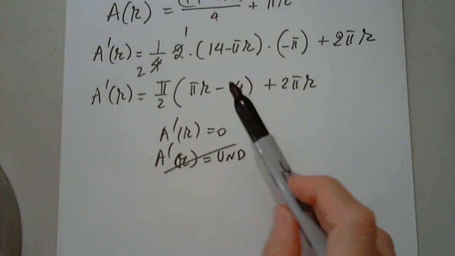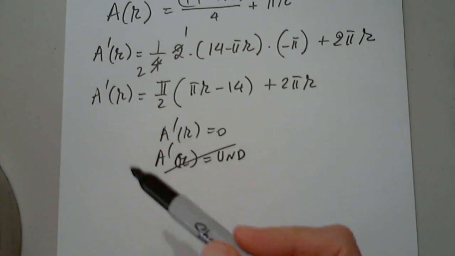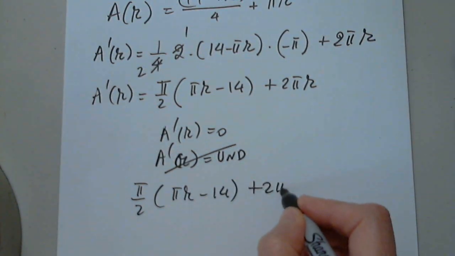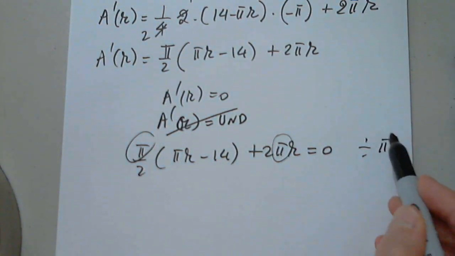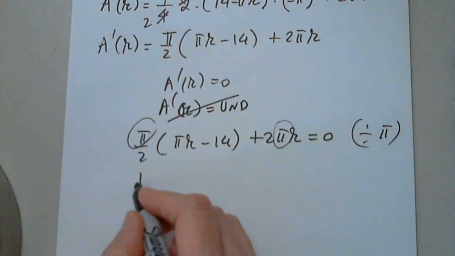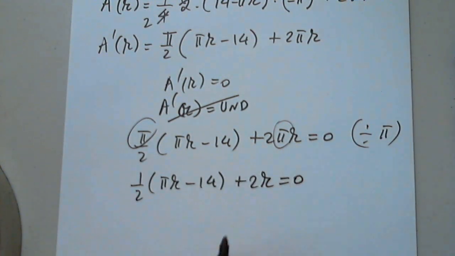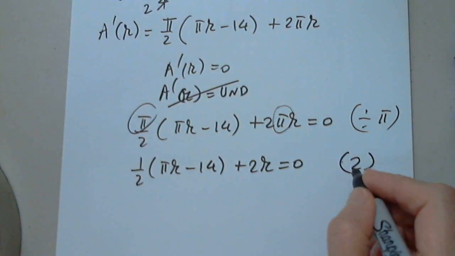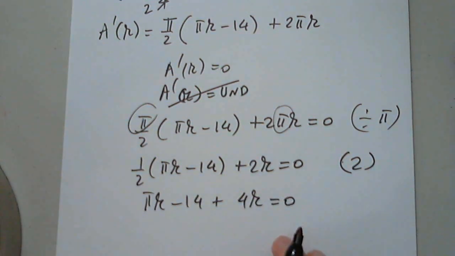I'm thinking I'm just going to write it first. I just want to simplify it as much as possible. And I see that I can get rid of this pi. I will divide by pi first. So I have 1/2 pi r minus 14 plus 2r. And I'm avoiding, but I have no choice now. So I really have to, I'll multiply both sides by 2. So pi r minus 14 plus 4r equals 0.